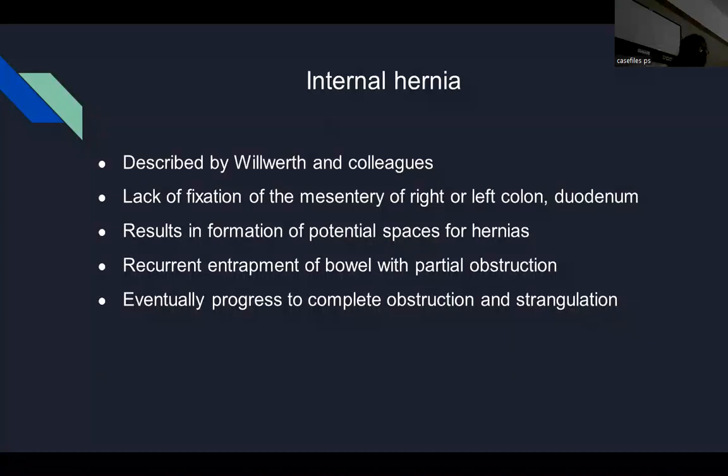Coming to the internal hernia, another presentation of malrotation can be in the form of internal hernia, as was described by Wilbert and colleagues. There will be lack of fixation of the mesentery to the right and left side of the colon and duodenum.